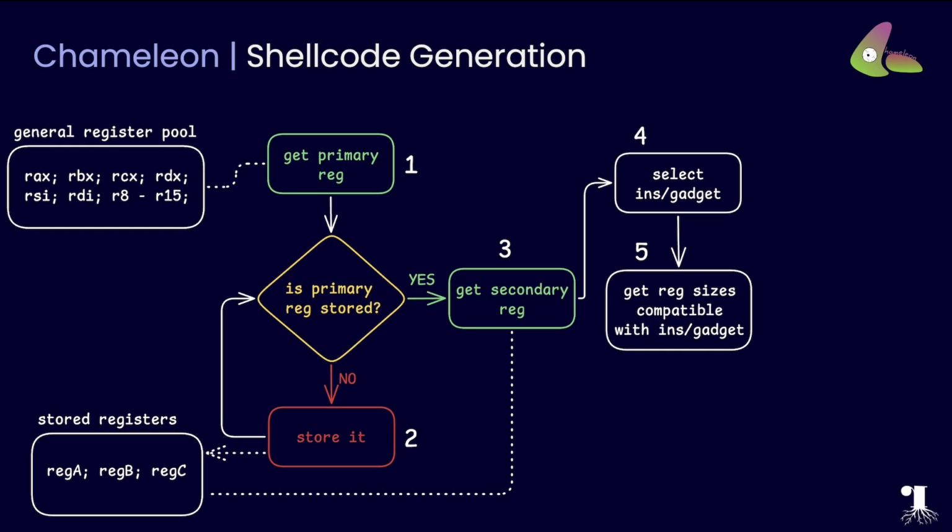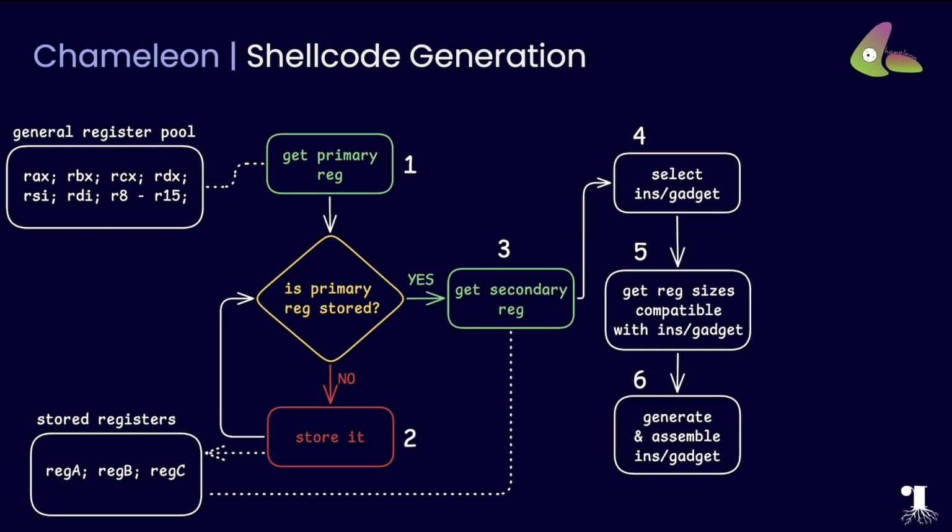For example, if we get a move RSP to some register, we have to make sure that this register is 64-bit, because we cannot move the RSP value into AX, for example. So we choose the sizes of the register according to the instruction or gadget capabilities. And then we finally generate and assemble the instruction or the gadget that was chosen.